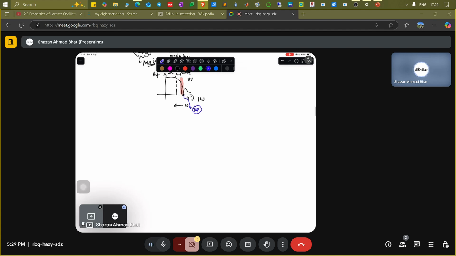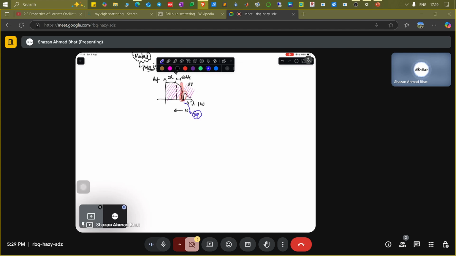oscillations. Okay, so that's what we are going to see in the Lorentz oscillator model. You can see that below this it is completely reflective, and above this it is not reflecting, and at this particular frequency it is absorbing, at the plasma frequency.